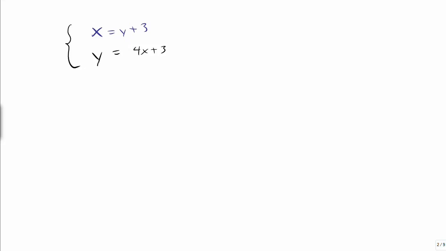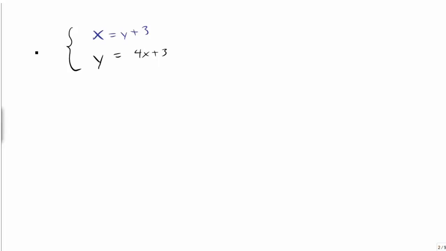Okay, let's get started. So here we have one problem. This is a system of equations. I have two equations and I want to figure out the solution. That's where the two lines cross.